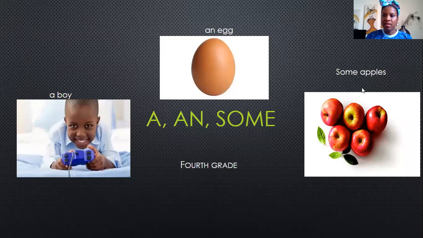Okay, kids. Now, as you can see, take a look at this picture. In this picture, there is a boy. There is one boy. So we say a boy. In this picture, you can see an egg. There is one egg. Okay? But in this picture, we have 1, 2, 3, 4, and 5 apples. We say some apples. When we move on, we will understand a little more about it.